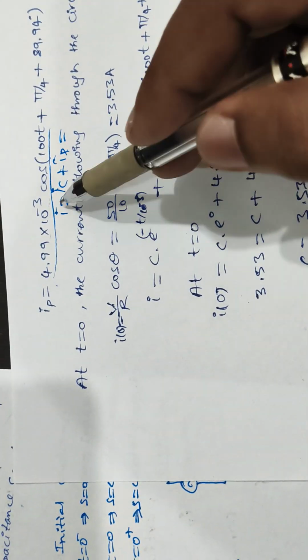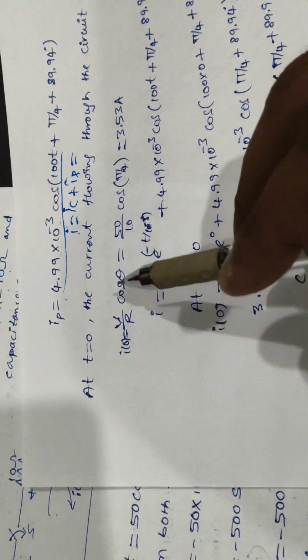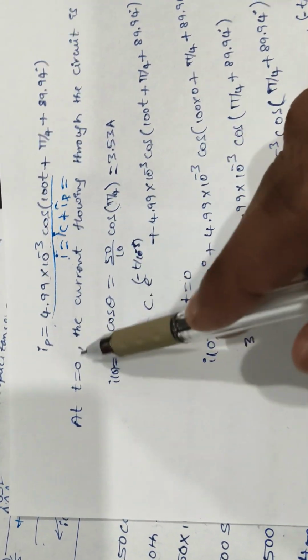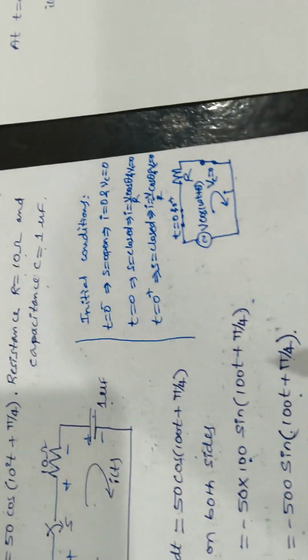So by adding those two, we'll get the I equation. But in that I equation, we have one arbitrary constant C. To find that, we need to use the initial conditions. So what do the initial conditions mean?